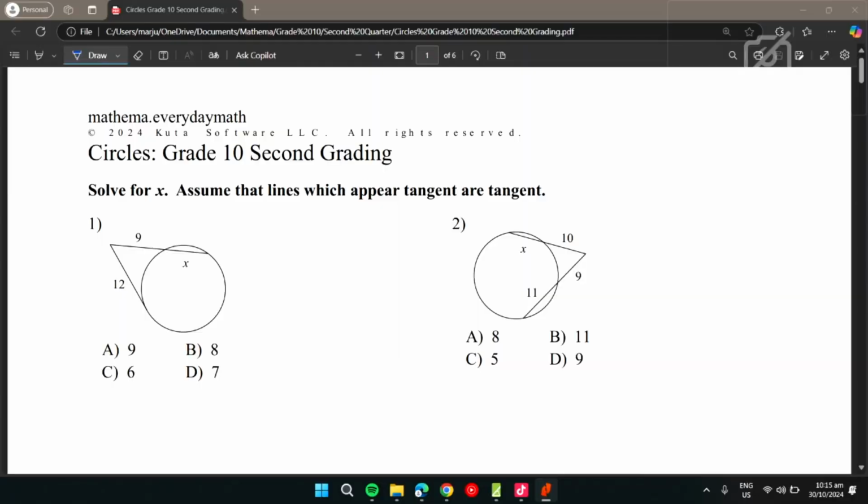Okay, so start tayo. Number 1, again we are asked to solve for the value of x. So if we're going to look at the given, meron tayong tangent line and of course a secant line.